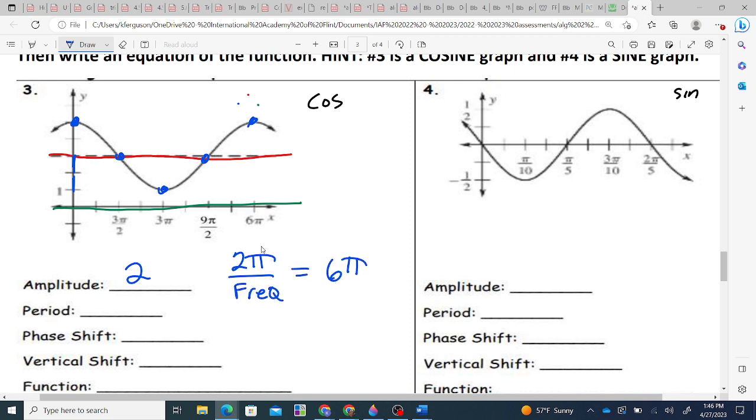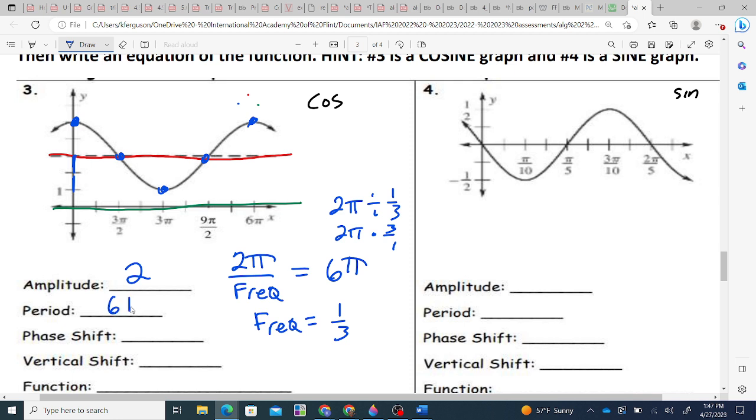So that's what I got. I got 2 pi divided by the frequency equals 6 pi. So then what's the frequency? It's not 1. That's close. It's 1/3. 2 pi divided by 1/3 is 2 pi times 3 over 1. That's 6 pi. So the frequency is 1/3. Now, why did I tell you to do that? Well, we'll get to that in a second.